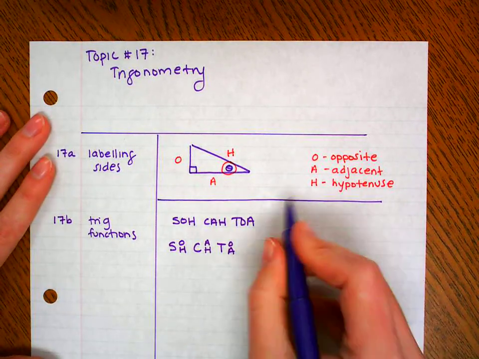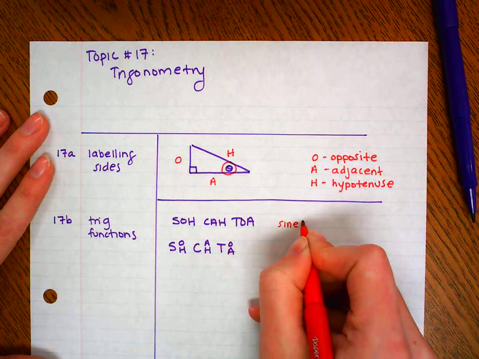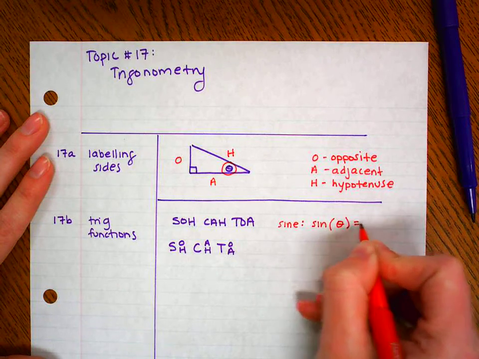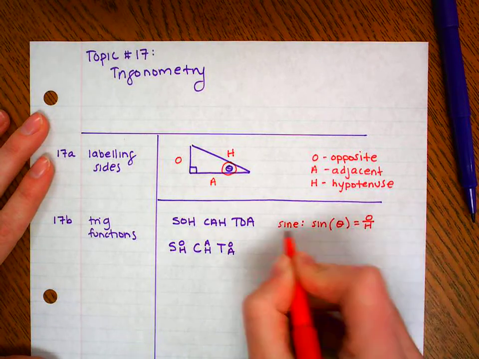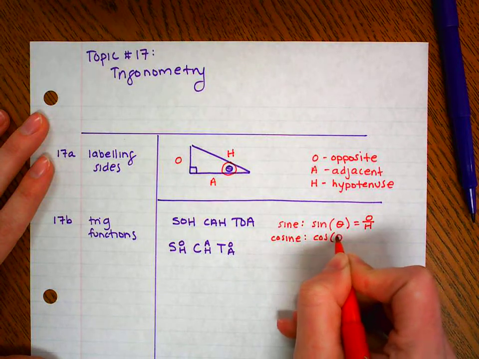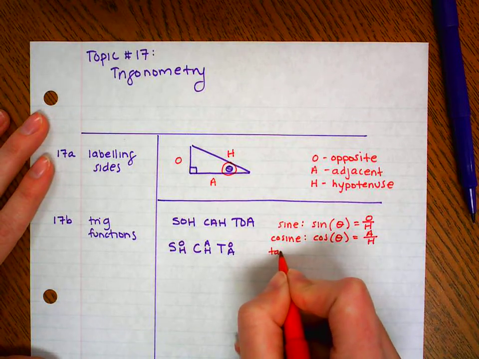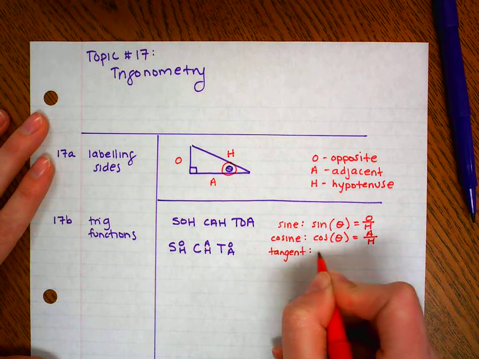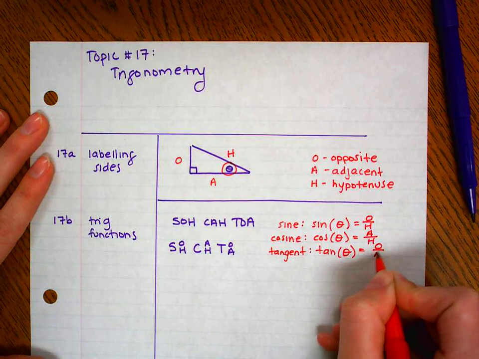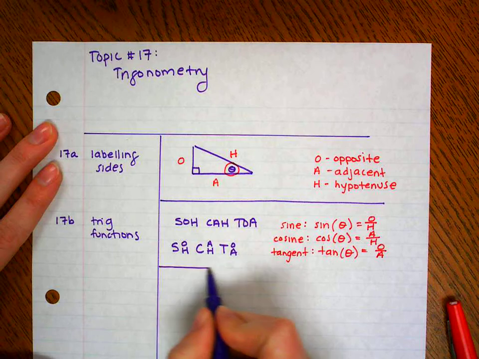And let's just recap really fast. So my three are these. I'll do this in red. So we have sine, and that's how you spell it. And sine of an angle is equal to O over H. We have cosine. Cosine of an angle is A over H. And tangent of an angle is O over A. So those are our trig functions.